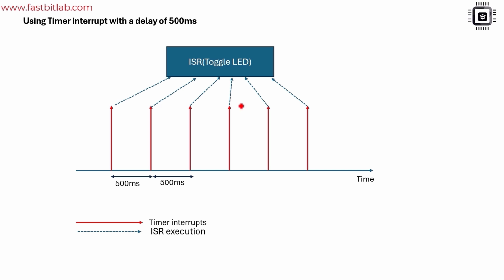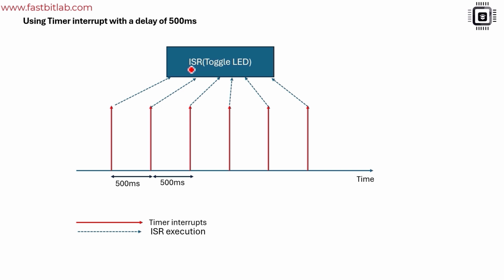Now let's see the first case using timer interrupts with a delay of 500 milliseconds to toggle the onboard LEDs of the board. Basically, you have to configure the timer to generate interrupts for every 500 milliseconds. These red lines indicate timer interrupts. And whenever a timer interrupt is triggered, it will run the associated interrupt service routine. There we will toggle the LED.